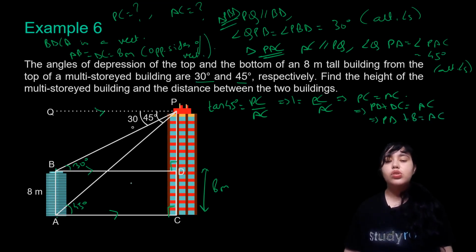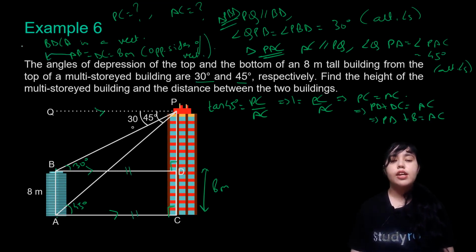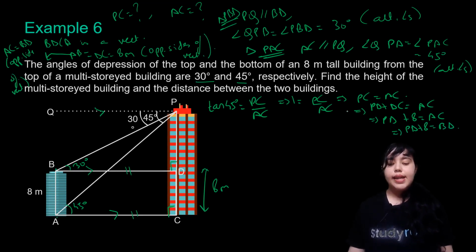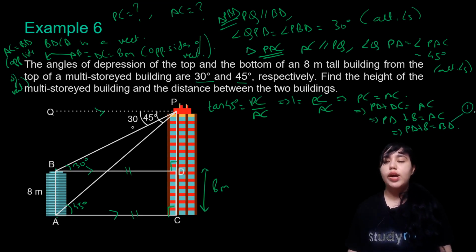Then further, if you notice, AC and BD are equal. Again, give the same reason: opposite sides of a rectangle. Which is the rectangle over here? BDCA. So that means your AC is the same as BD. So I can say PD plus 8 is equal to BD. Then you can make this equation number 1.